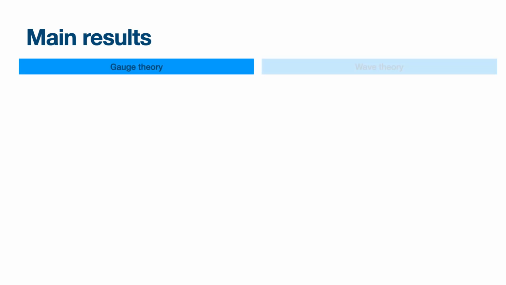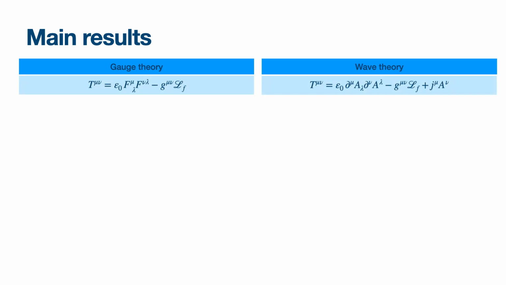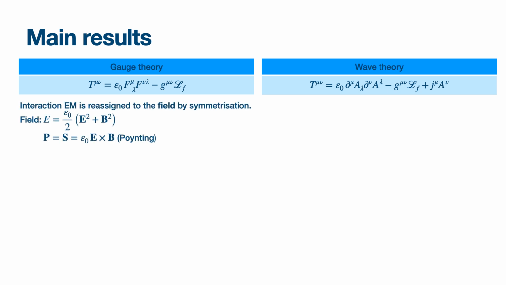Let's take a closer look at the field theoretical results. First, consider the energy and momentum distributions. For the gauge theory, the energy is the familiar E square plus B square. The energy transport distribution is the Poynting vector. It is identical to the momentum distribution. Even for static fields, the Poynting vector can be non-zero. There is no source contribution, hence no potential energy. There is no Q times V.